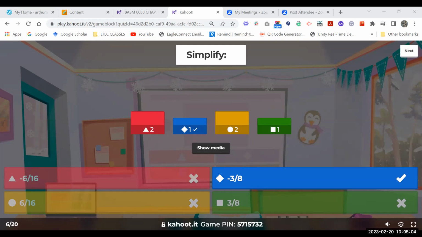Can we stop there? Why not? It's not simplified. So what number goes in both of them? 2. 2 goes into 6 how many times? 2 goes into 16. So the answer is -3/8.